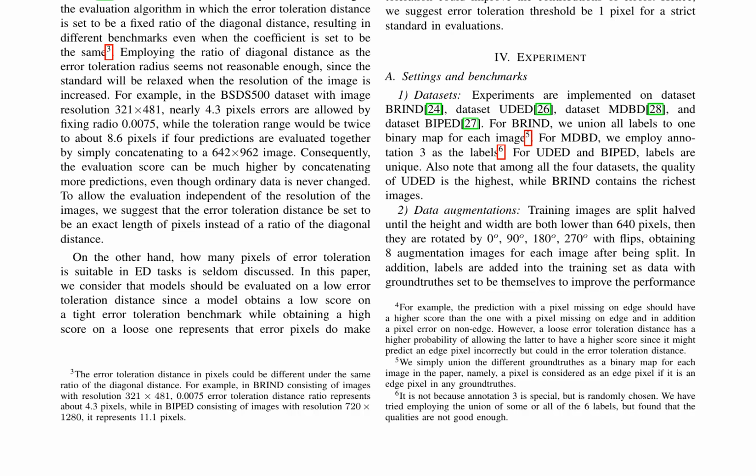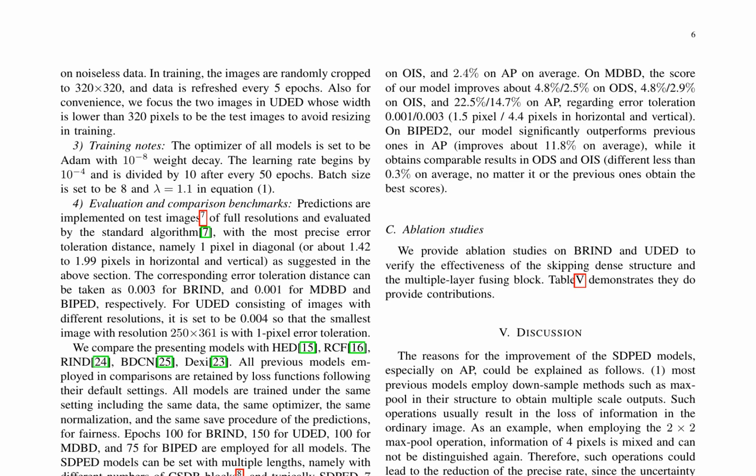The model is trained with data augmentation, and the optimizer is set to Adam with a weight decay of 10^-8. The learning rate begins at 10^-4, and is divided by 10 after every 50 epochs. The batch size is set to 8, and lambda is set to 1.1 in equation 1.